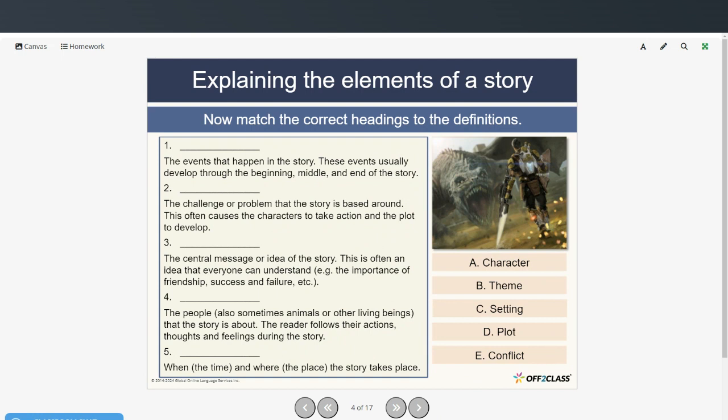All right, so now we're going to match these headings with the definitions. So go ahead and pause the video, try these on your own, and then restart when you're ready to check your answers.